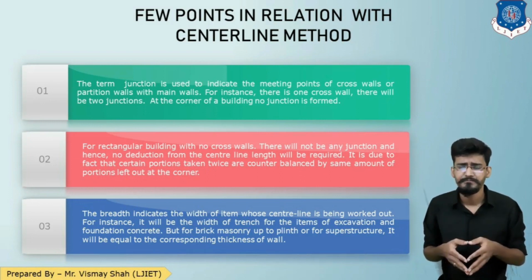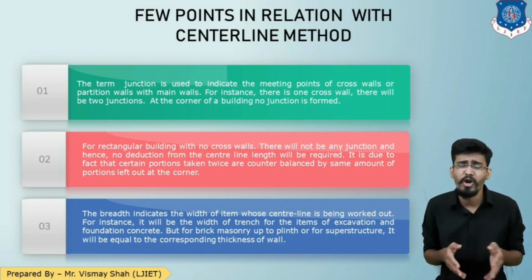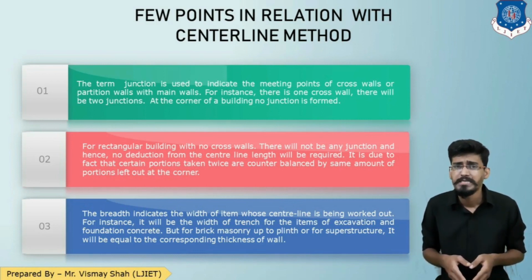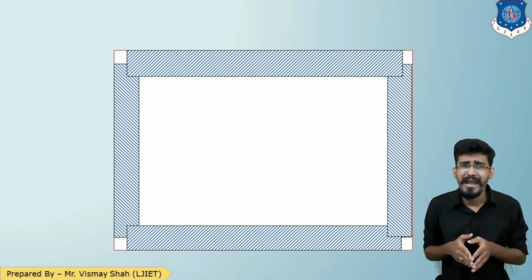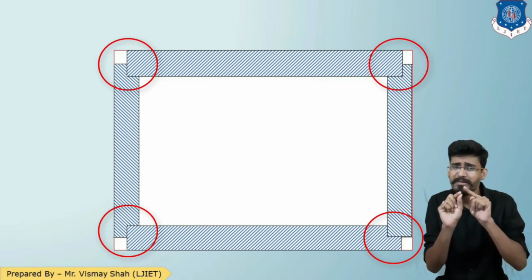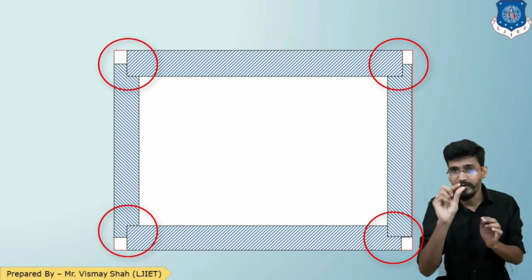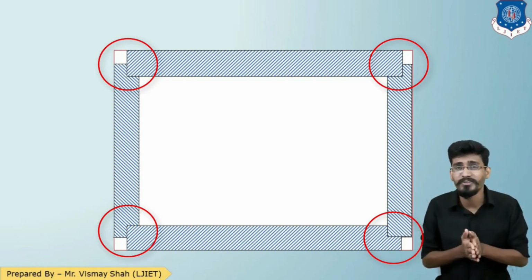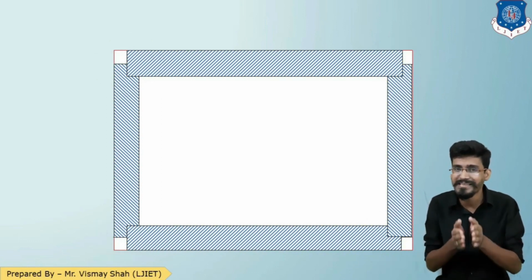Why? Let us discuss. For a rectangular building, there will be no cross walls, so there will be no junctions, and if there is no junction, there is nothing to be deducted from the total centerline length. It is due to the fact that certain portions taken twice are counterbalanced by the same amount of portions which are left out at the corner. See this figure. While two walls are meeting, there is a common junction which is calculated twice, but at the same time there is a corner portion which is left out. So the overlapping is balanced by the corner left out. I hope we are clear about the first point.